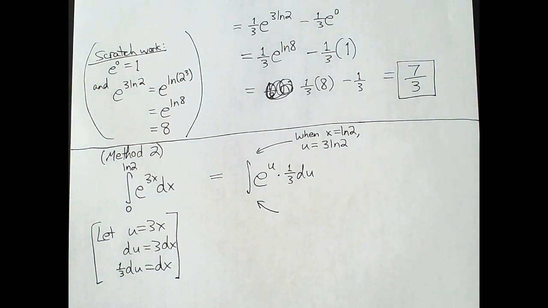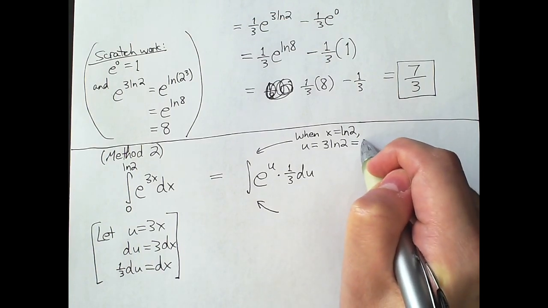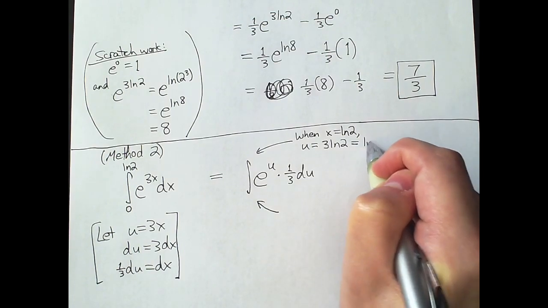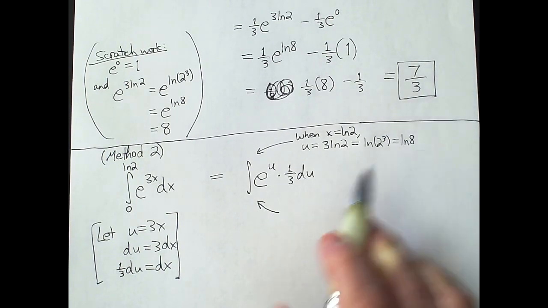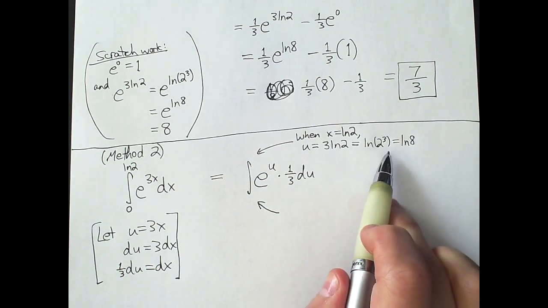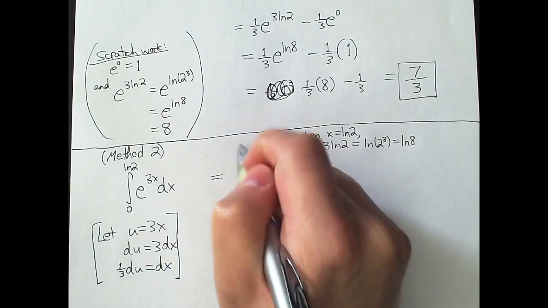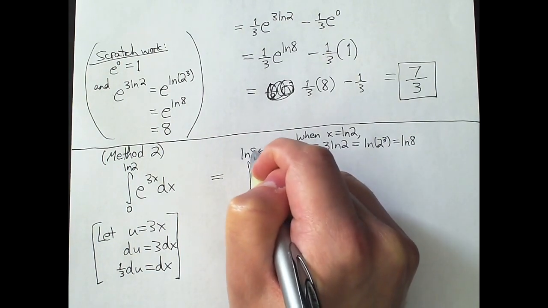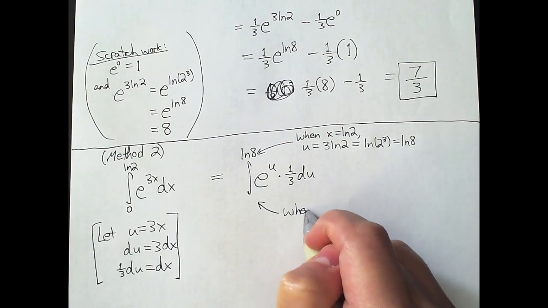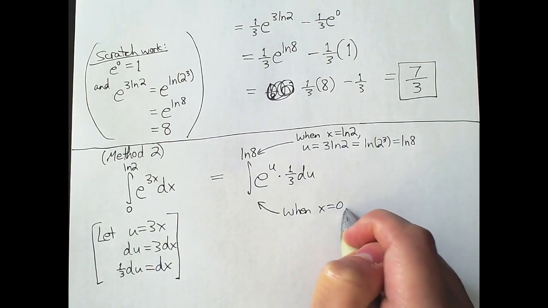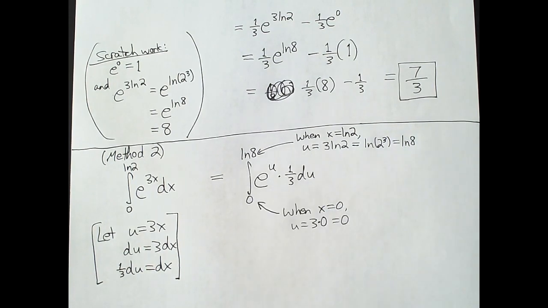Maybe something that would be nice to do here is, instead of writing it as 3 ln 2, we could write it as ln 2 to the 3, which equals ln 8. I think we either have to do this sort of thing now, or we're just going to wind up doing it later anyway. So I'm just going to do it now and say this is ln 8. For the other one, when x equals 0, u is 3 times 0, which is 0. So actually, the 0 didn't change for this one.